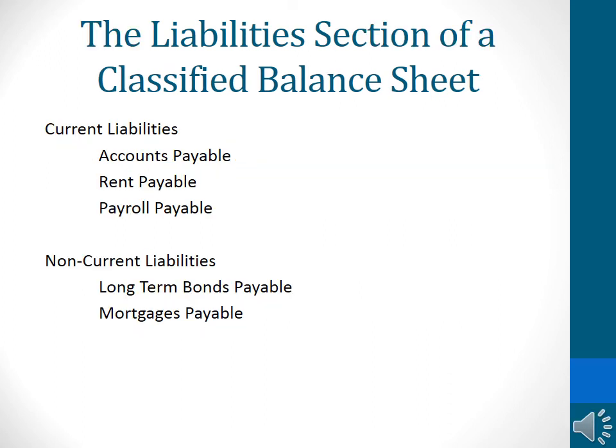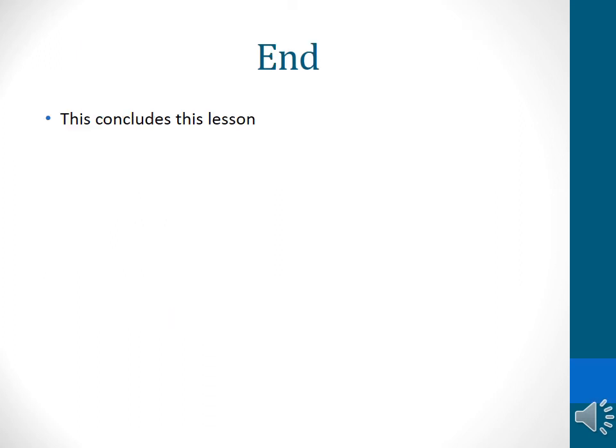Okay, so putting everything together in the liabilities section, it works a little differently than the assets section of a classified balance sheet. Note here that we simply break between current and non-current sections, or current and long-term, depending on the company's choice. Current liabilities are those, remember, that are paid off within 1 year, and non-current liabilities are those debts that will be paid beyond the next year. This concludes this lesson.